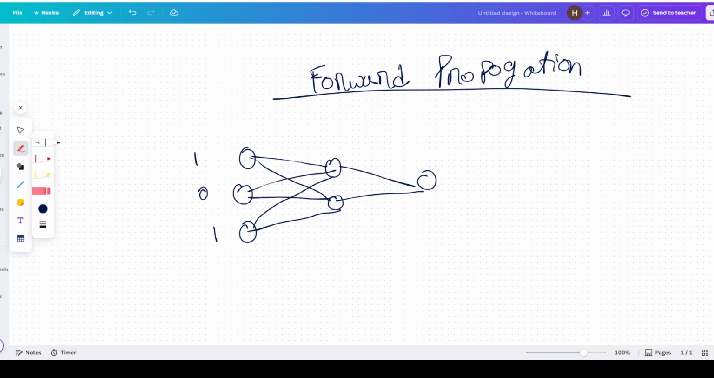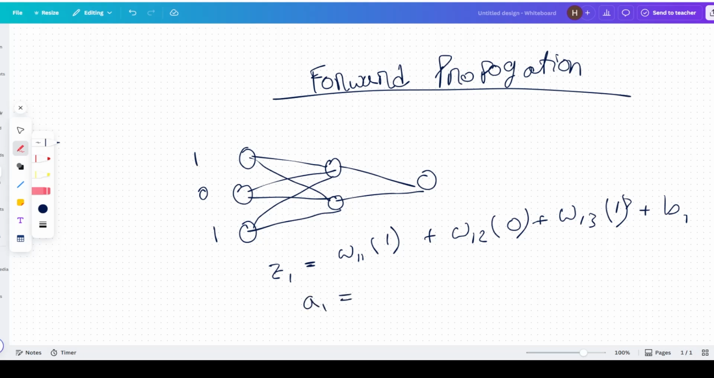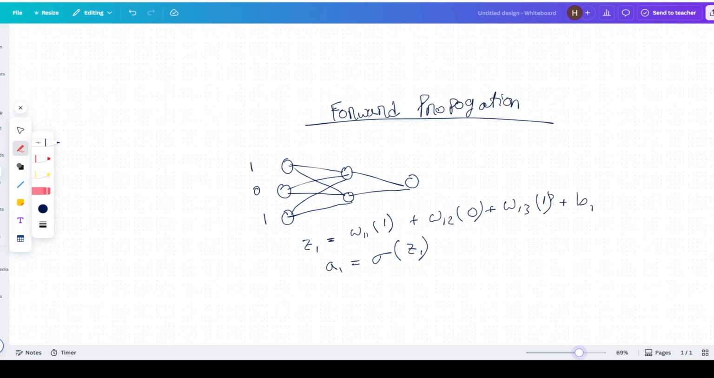From input to hidden, for z1, the equation will be w11 times our first input 1, plus w12 times our second input 0, and w13 times our third input 1, plus our additional bias 1. And again we will have our activation function here, the sigmoid of z1.